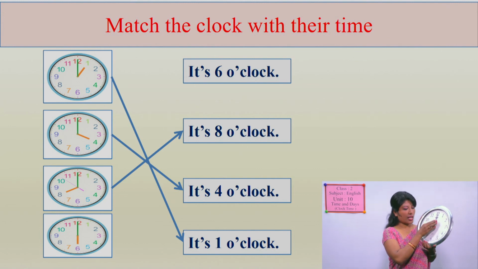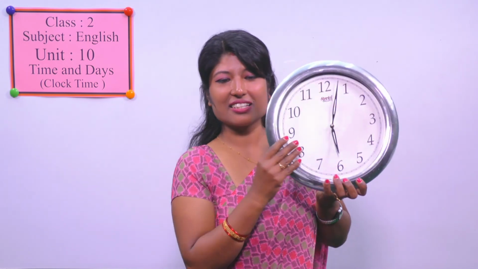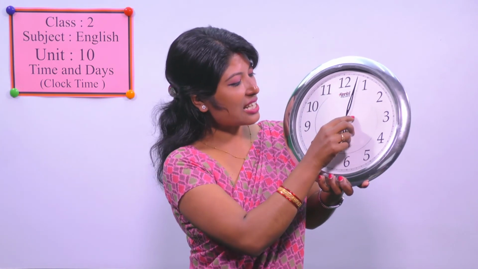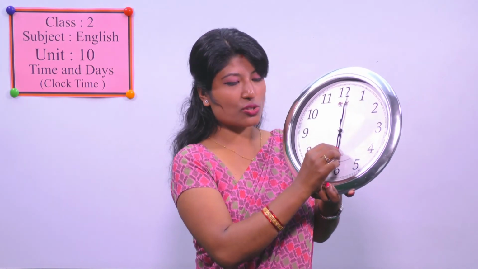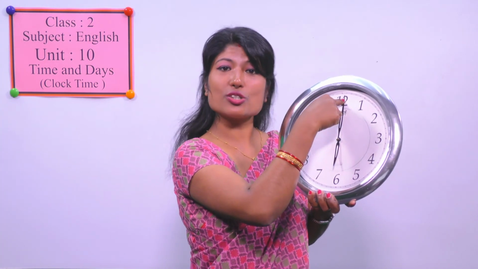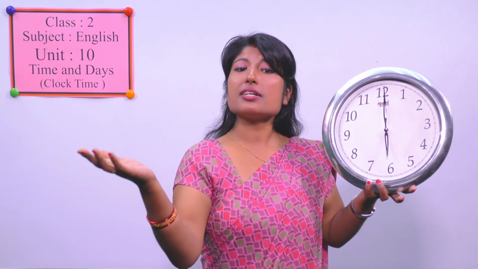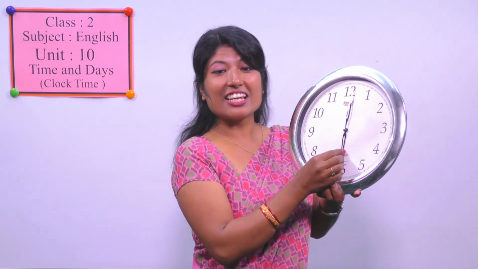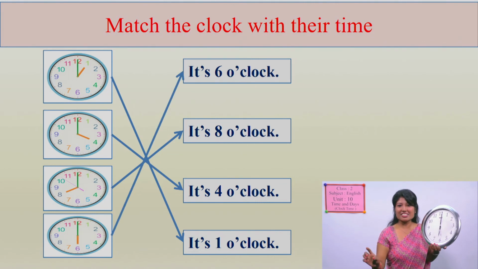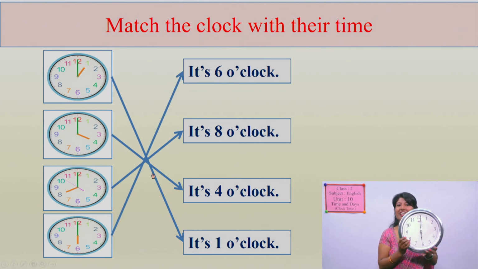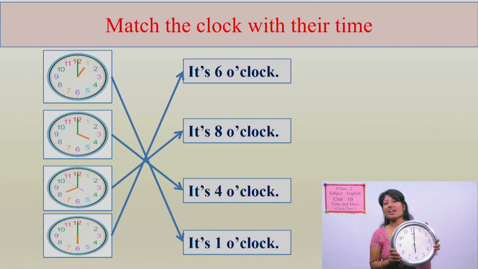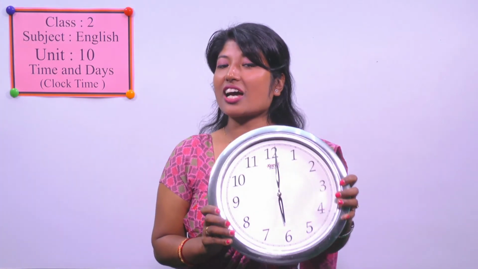Then the final one. I will just change the number shown by the hands, and this is it. So what is this time? The shorter hand is pointing to 6 and the longer hand is pointing to 12. What time is it? It's 12 o'clock, right? Not that. It is 6 o'clock.